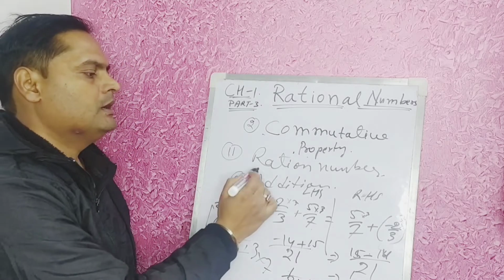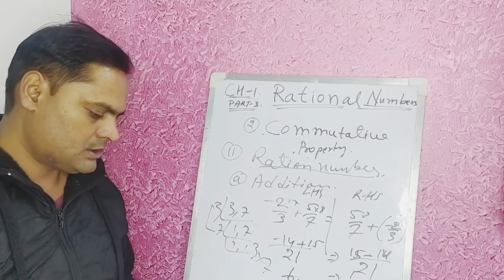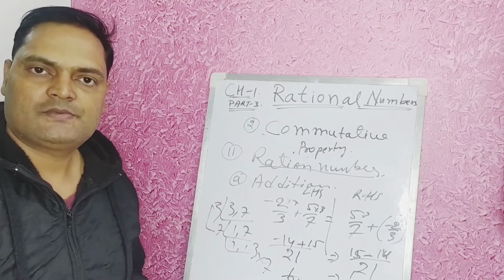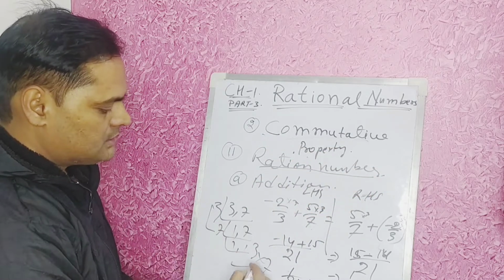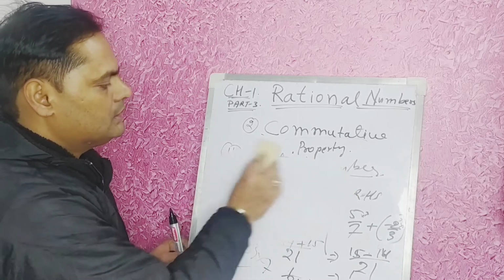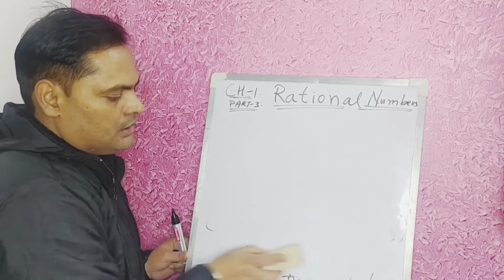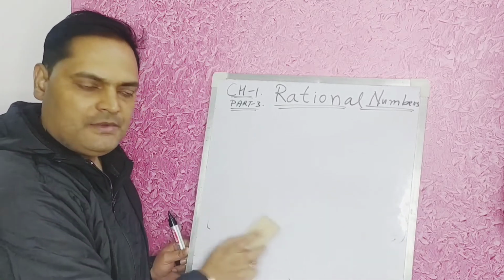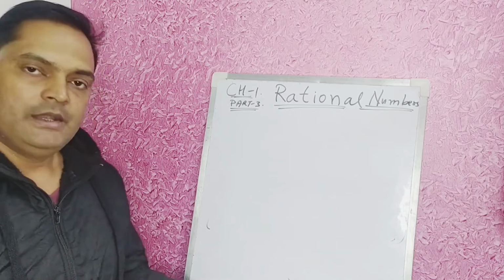So in rational numbers, the addition condition is satisfied in the commutative property. So yes, this is the commutative property. Likewise, we have many other examples in this commutative property. So you can try, and if you find any difficulty, then you can comment or ask me anywhere.